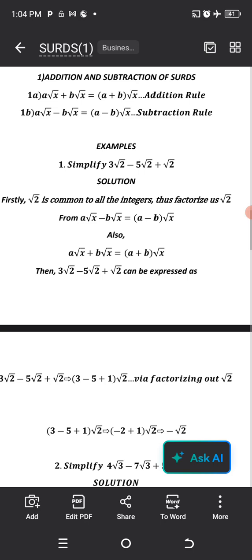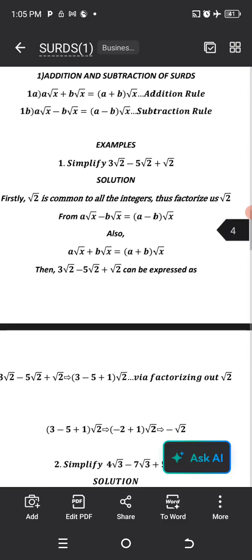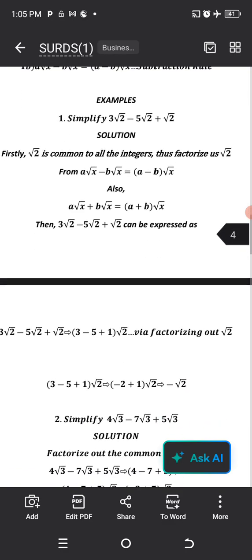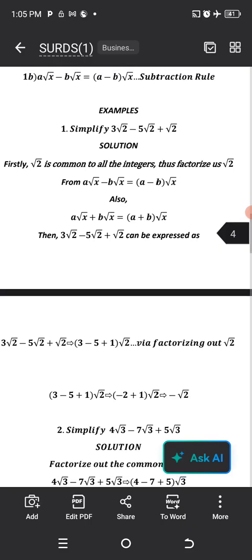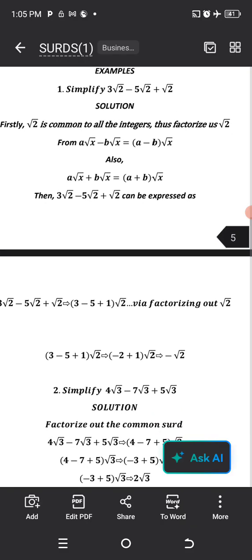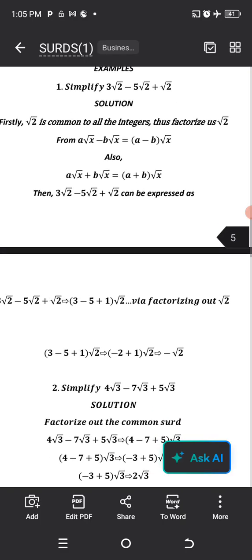Recall the first rule: a root x plus b root x equals what? Inside the parentheses, a plus b, multiplied by the square root of x. The same thing goes for the subtraction rule. We are going to be using this in solving lots of questions. Let me just scan through the questions that are solved here.